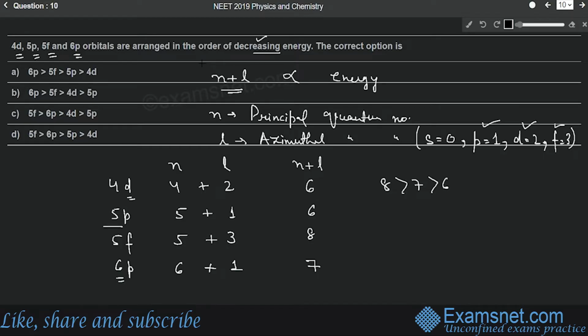So when we have the same n plus l value, then we'll focus on the value of n. The one in which the value of n is more, that will have more energy. So if we arrange, 8 is the value of the 5f orbital, so 5f, then 7 is 6p, then for 6 we have 2 orbitals, 4d and 5p. In which of them is n greater? This one, 5p. So 5p, then 4d. So this is the correct sequence. That means out of the given options, the last one, option D, is the correct answer.